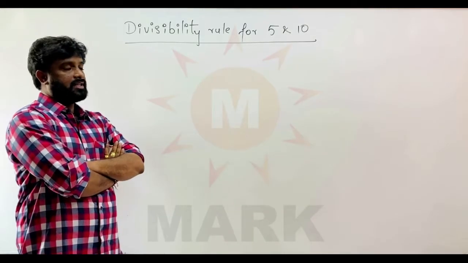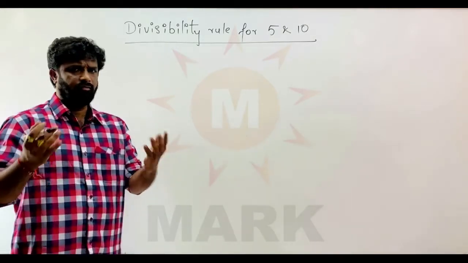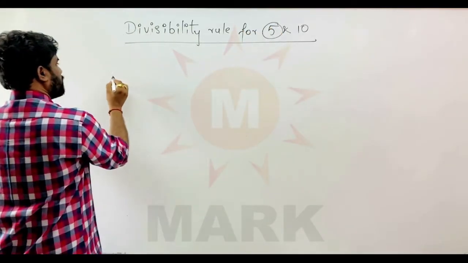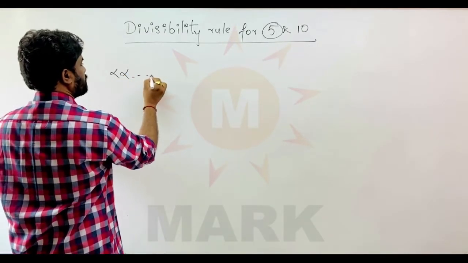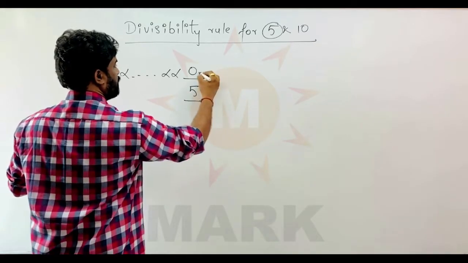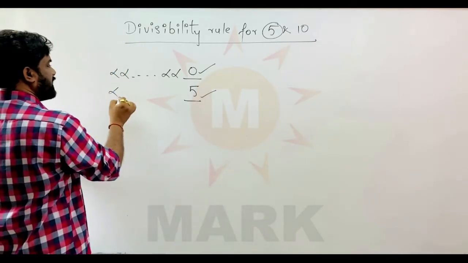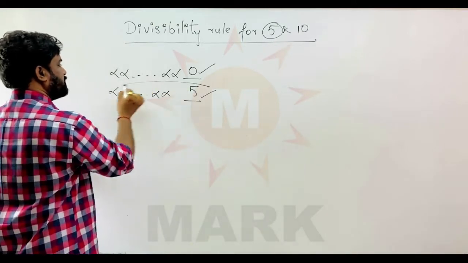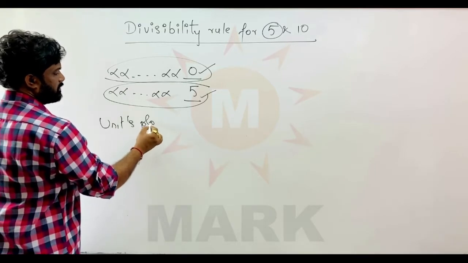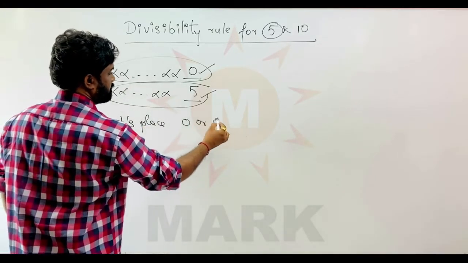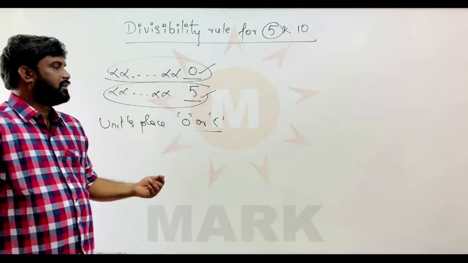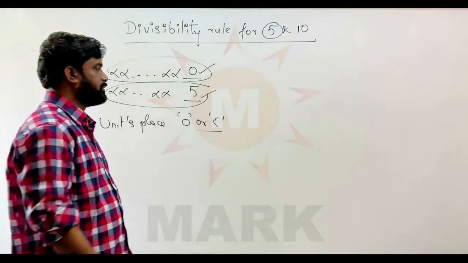Now friends, we will be discussing the divisibility rule for 5 and 10. Of course, you know it is very easy. First I will tell the divisibility rule for 5. Any number, any size number, if you find 0 or 5 in the units place, then that entire number is divisible by 5. If you find 0 or 5 in the units place of any natural number, then that entire number is divisible by 5.